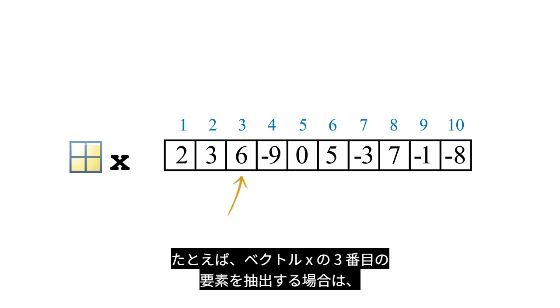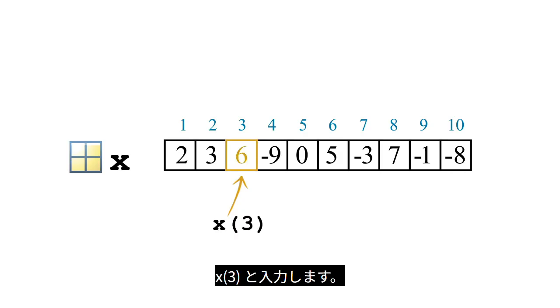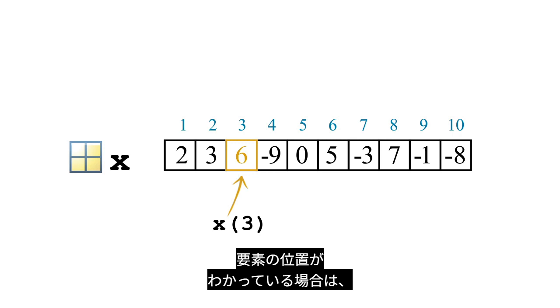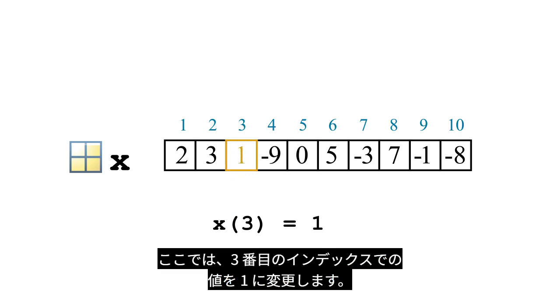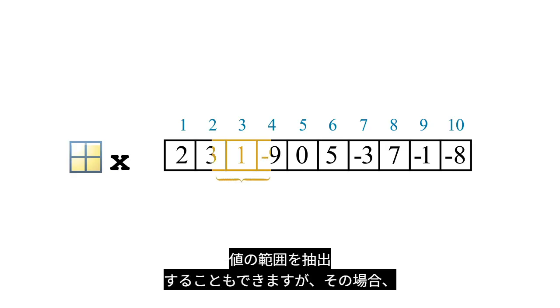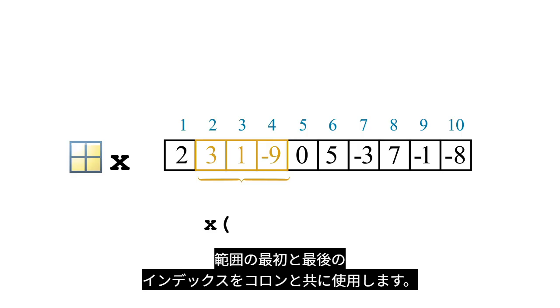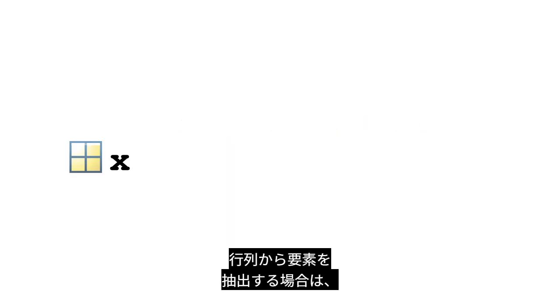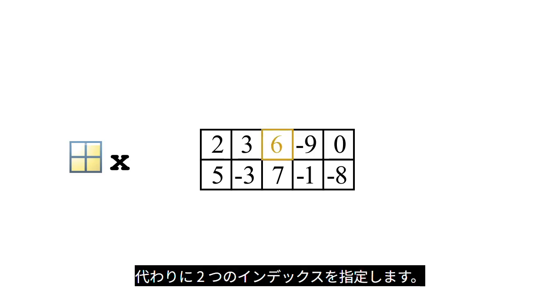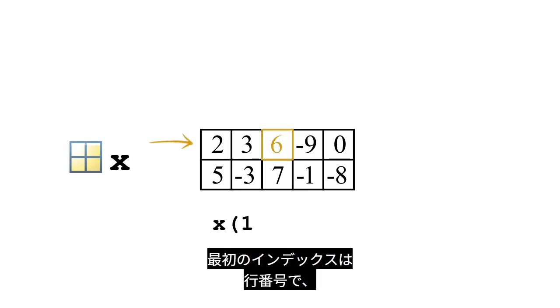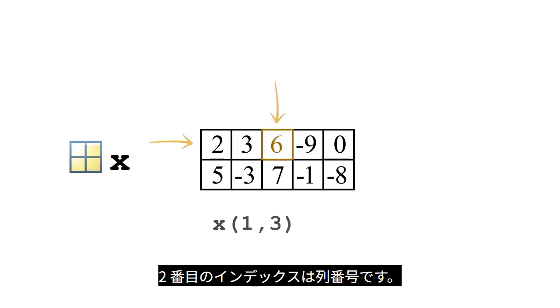For example, if you want the third element of the vector x, you type x parentheses 3. If you know the position of an element, you can also change the value. Here, we're changing the value at the third index to 1. You can also extract a range of values by using a colon with the first and last indices of the range. If you want to extract elements from a matrix, well, specify two indices instead. The first index is the row number and the second is the column.